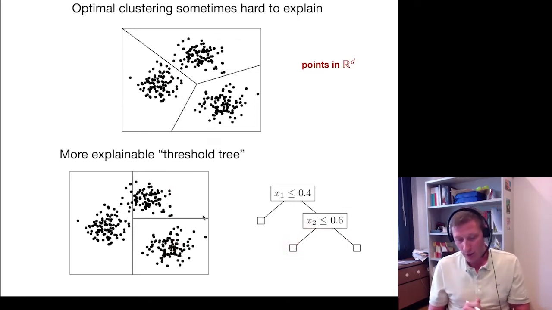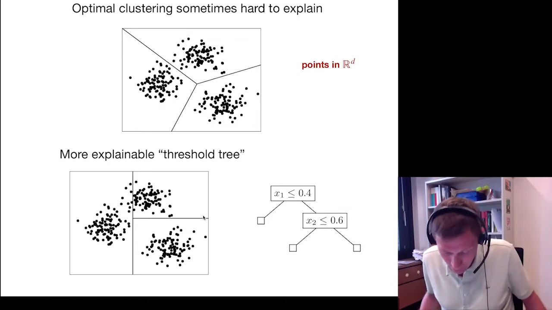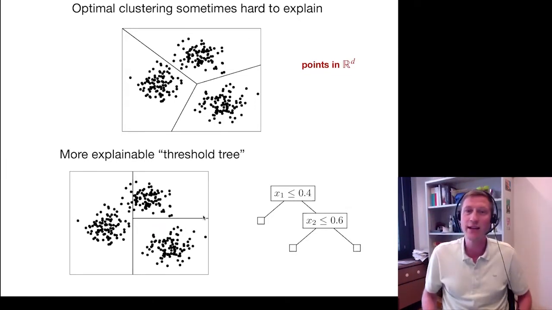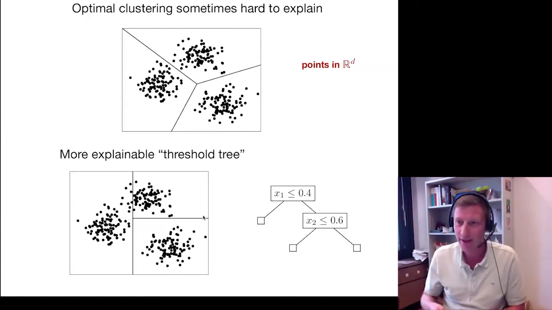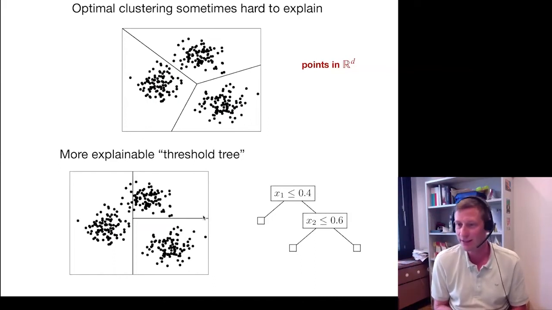So now, why is this explainable? You can think of having a data set. Maybe you're interested in, what's your risk if you catch COVID or something? Maybe it's easier to explain a clustering if you say, if your age is above 60 and your weight is above 100, then you are at risk or something like that.